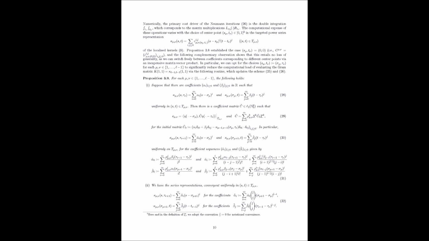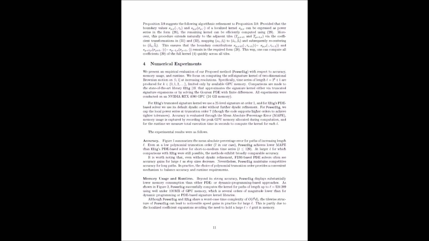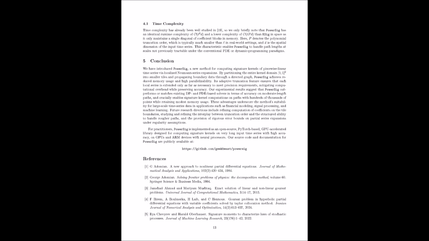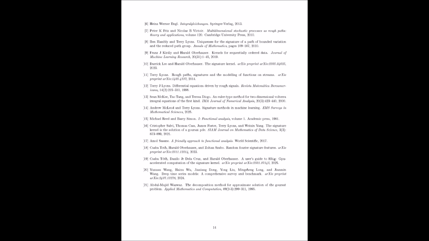Yeah. Okay, so we have this elegant mathematical framework, this recursive formula, and this dynamic truncation strategy. It all points to significant advantages over traditional methods. But does it work in the real world? Did the authors test this theory out? They did. They compared PowerSig against KSig. KSig, yeah, it's a state-of-the-art library that uses both dynamic programming and those PDE-based approaches. They focused on computing the self-signature kernel of two-dimensional Brownian motion datasets, so essentially simulating random movements over time.